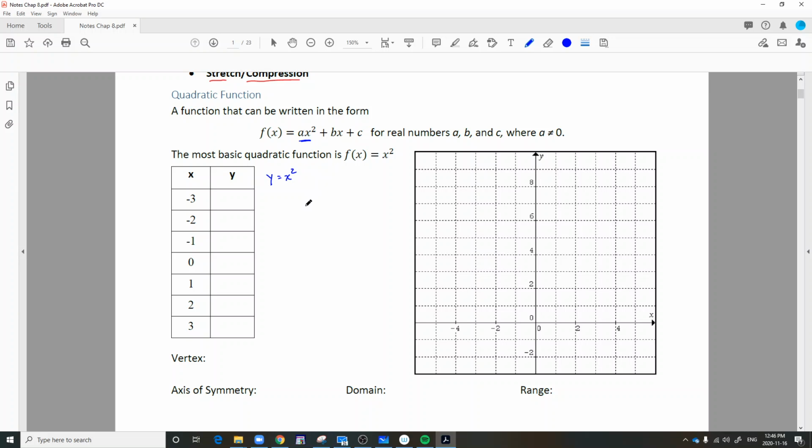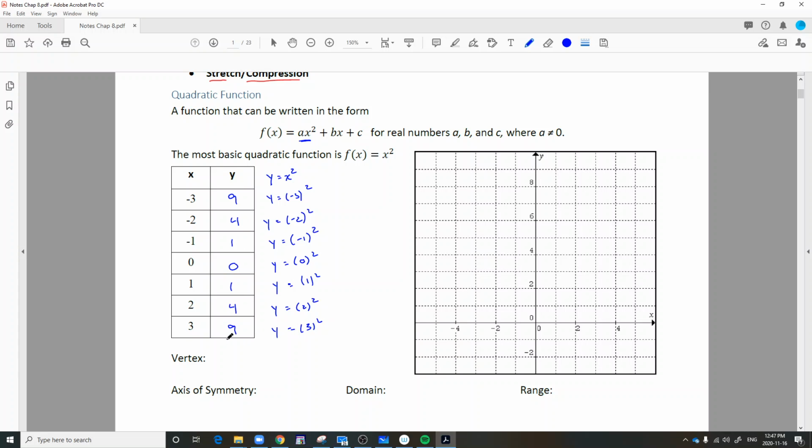To figure out your basic shape, we're going to just use a table of values. So if I plug in x is -3, -3 squared is 9. If I plug in x is -2, -2 squared is 4. If I plug in -1, -1 squared is 1. If I plug in 0, 0 squared is 0. And then I'm going to get this symmetrical piece. It's going to turn around and I'm going to go back up. So when x is 1, 1 squared, I get 1. When x is 2, 2 squared, I get y is 4. When x is 3, 3 squared, I get y is 9.